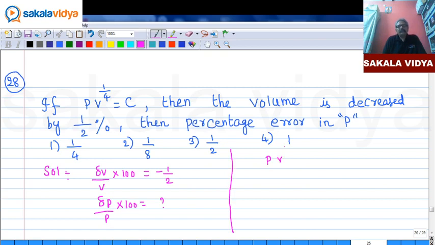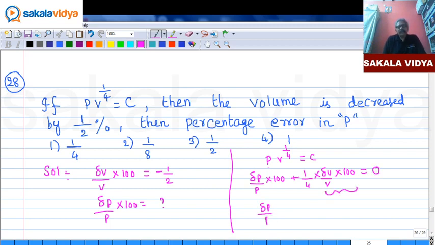What is given here? PV to the power of 1 by 4 equals C. That means P's dimension is 1. You can write delta P by P into 100 plus, multiplication means plus, dimension is 1 by 4 into delta V by V into 100 is equal to, constant will not change, 0. Already this is given: minus 1 by 2.